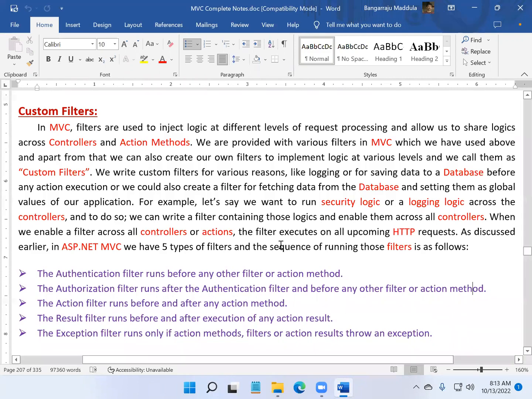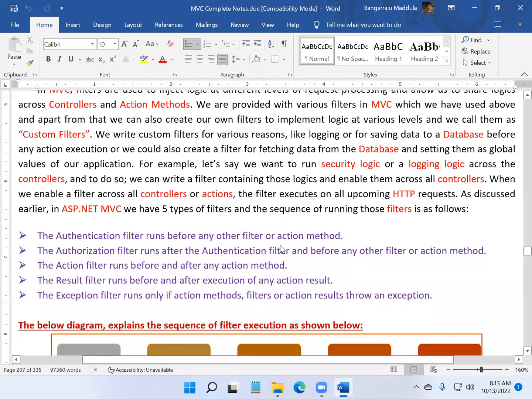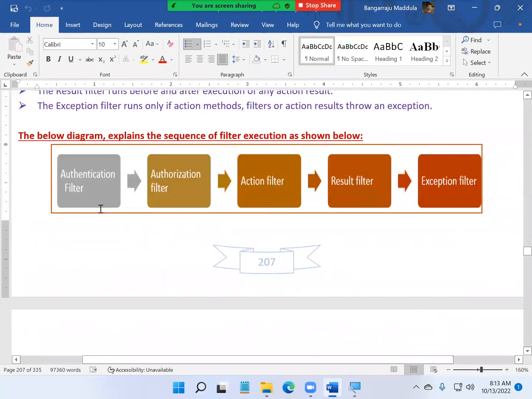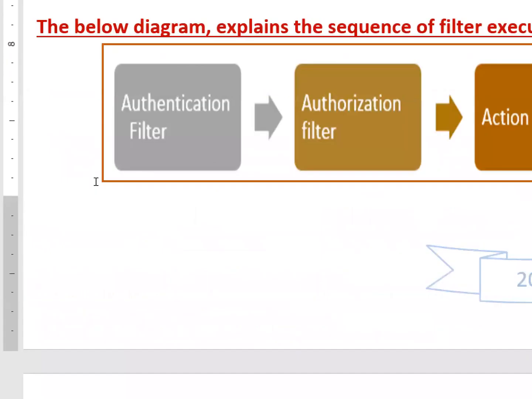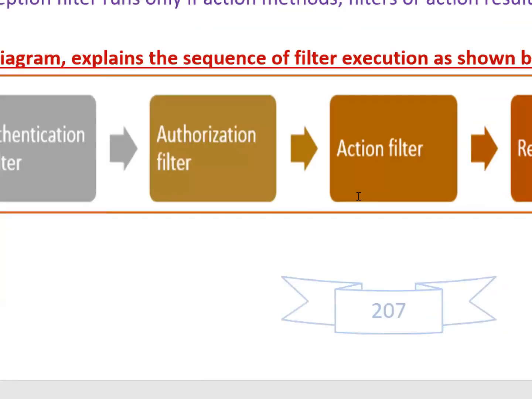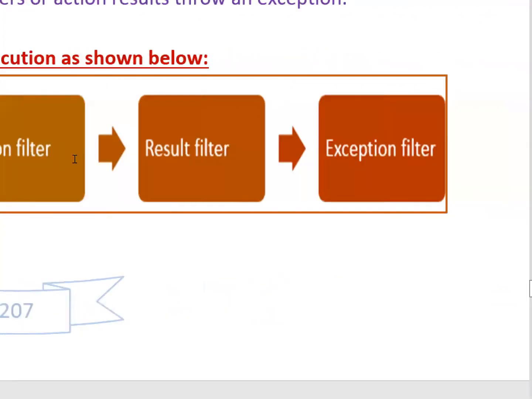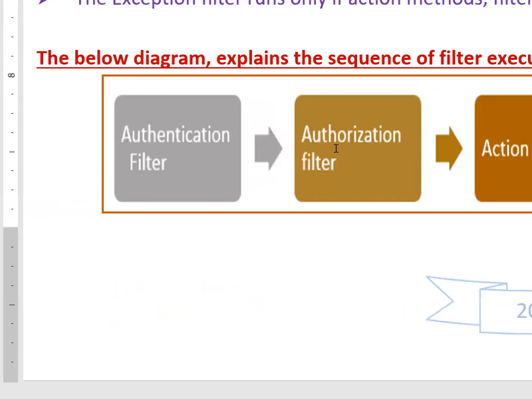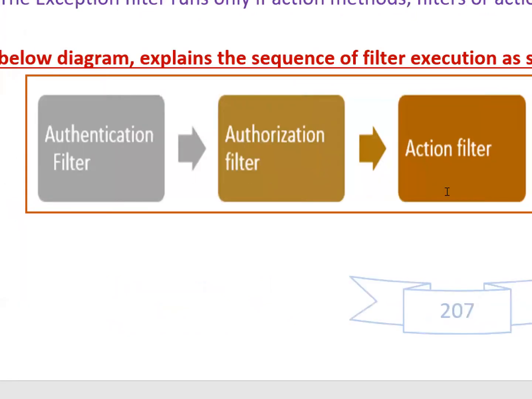Okay guys, remember a point. This diagram will tell you the execution flow of filters. First filter is the authentication filter. If authentication fails, why would you go to authorization? Are you clear? Authentication succeeded, then goes to authorization. If you don't have permissions, you stop there. Authorization also succeeded, then goes to action filter, then goes to result filter. That is the flow diagram, which explains the sequence of filter execution. Are you guys clear or not?